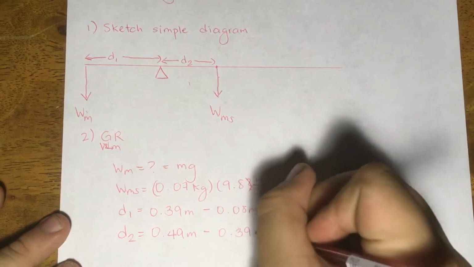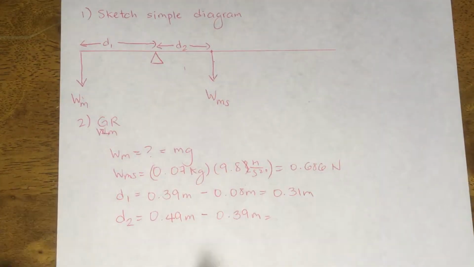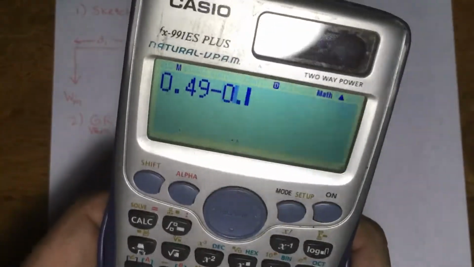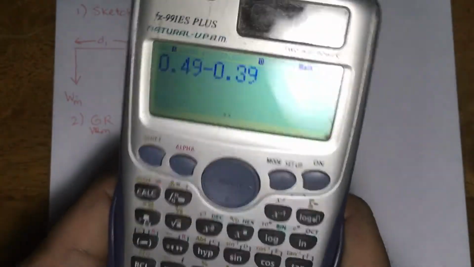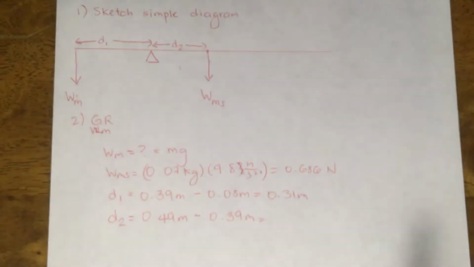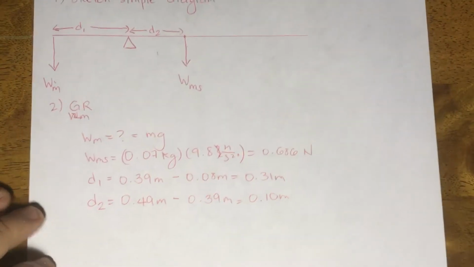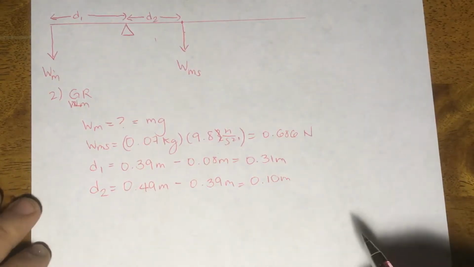0.39 meters. And what do you get if you subtract that? I know I could probably solve this mentally, but let me just plug it in so you know that I'm solving it exactly. 0.1 meters. Okay? So those are your unknowns and your givens.